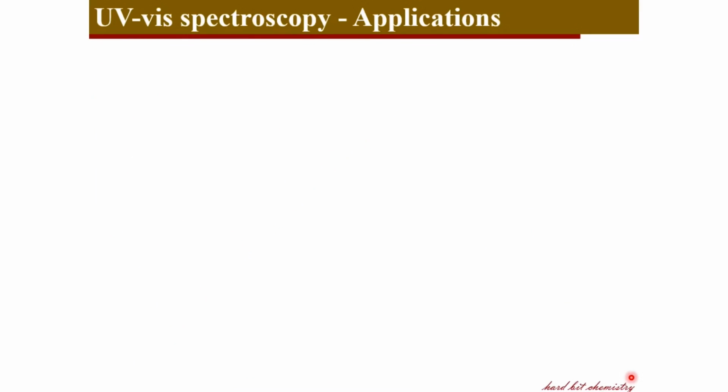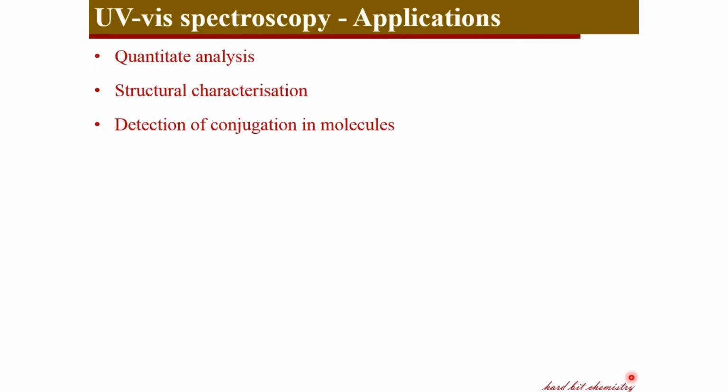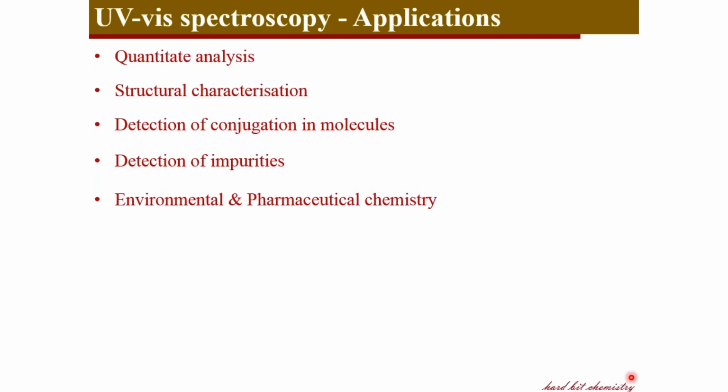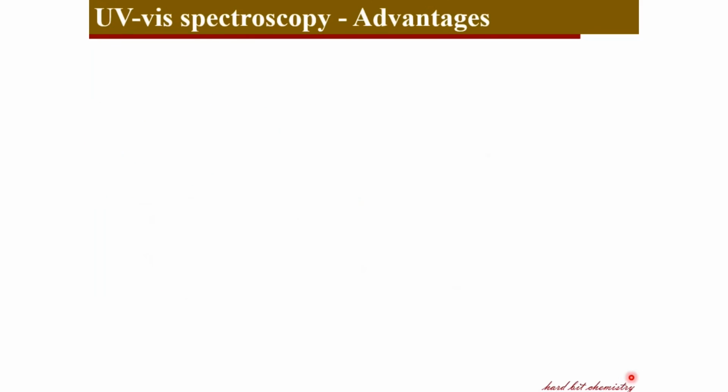The application of UV visible spectroscopy lies in quantitative analysis, as we have seen, for environmental samples. For example, if you have a water sample and you want to estimate the amount of iron inside, or primary nutrients such as nitrate, phosphate and sulfate. Structural characterization of synthesized organic molecules, detection of conjugation in molecules and presence of impurities can also be detected by UV visible spectroscopy. The most important applications of this technique lie in the environmental and pharmaceutical industry for qualitative and quantitative analysis. And the biggest advantage of the technique is that it works for very low concentrations.